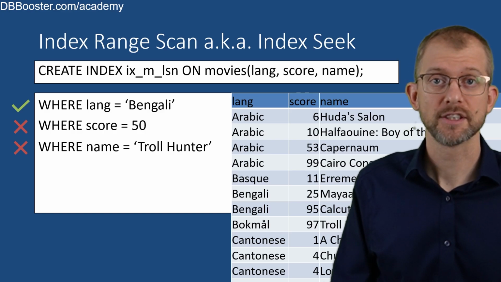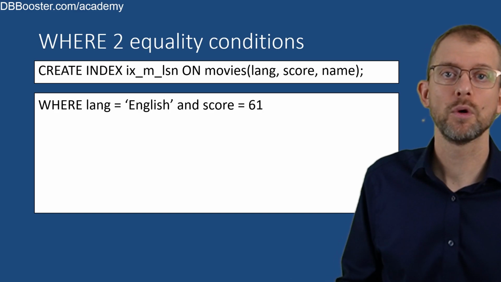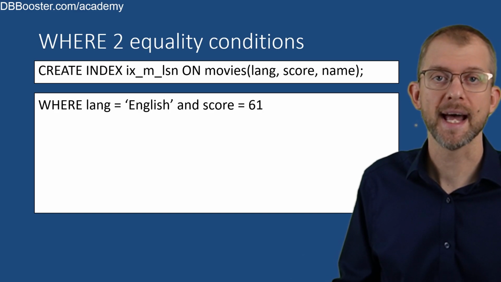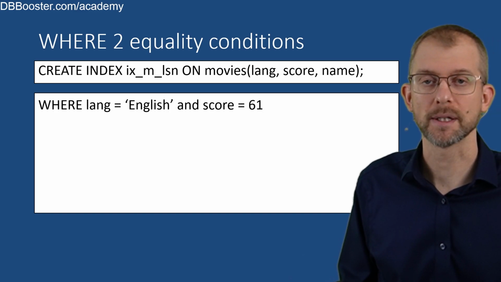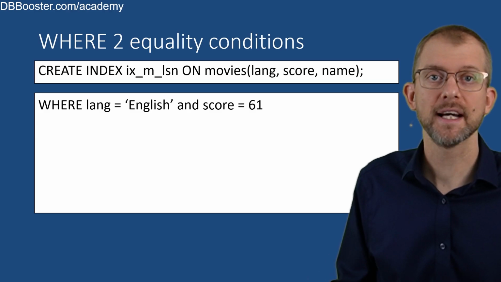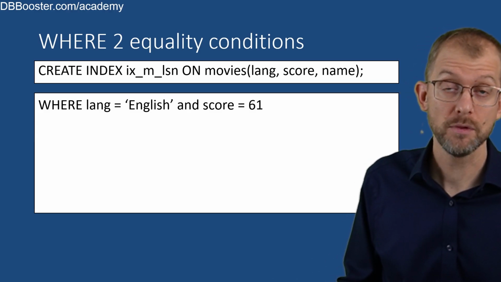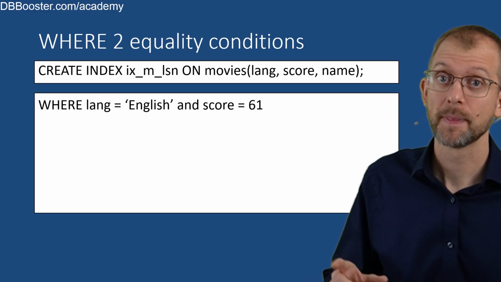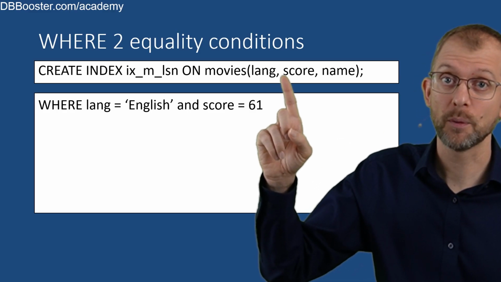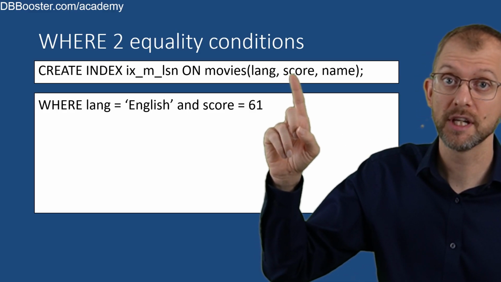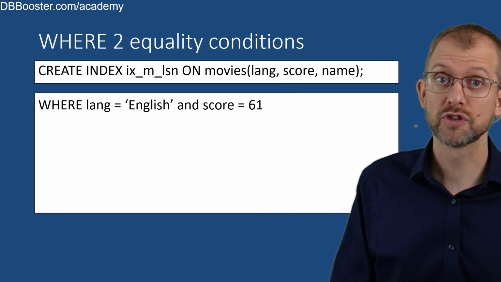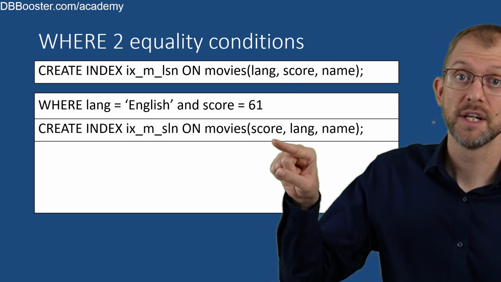Keeping the same index, I'll change the where clause to language equals English and score equals 61. I have exactly 50 rows matching these filters. Now, the key question: is the index on language, score, name the best choice here? Or would score, language, name be better?